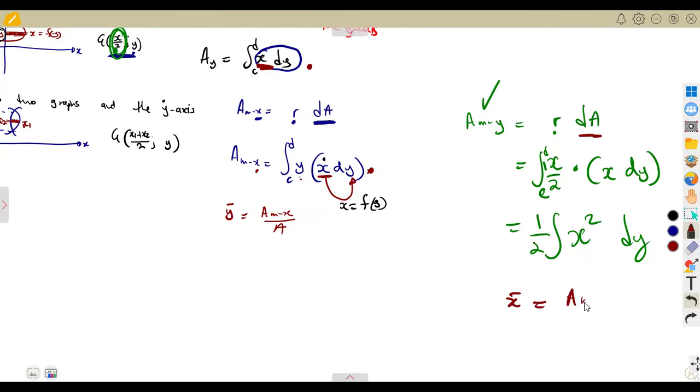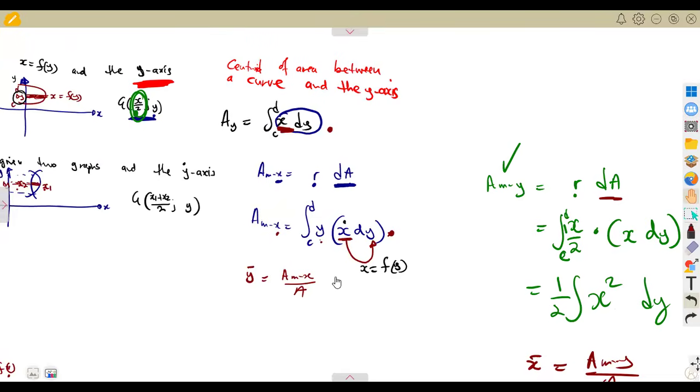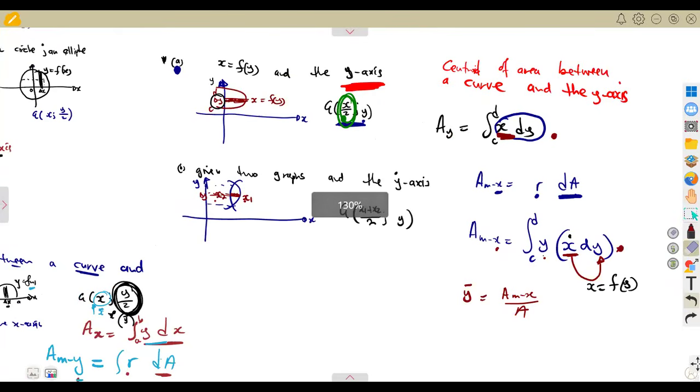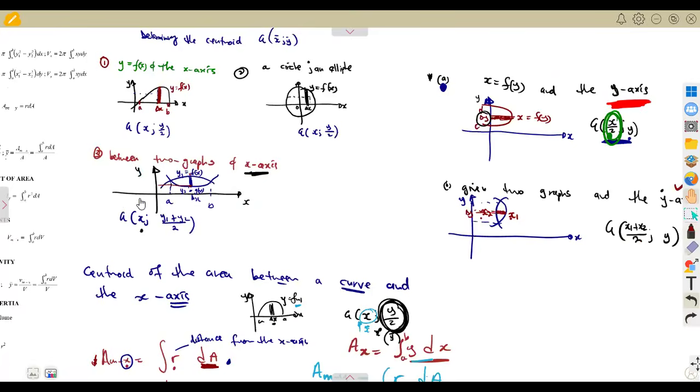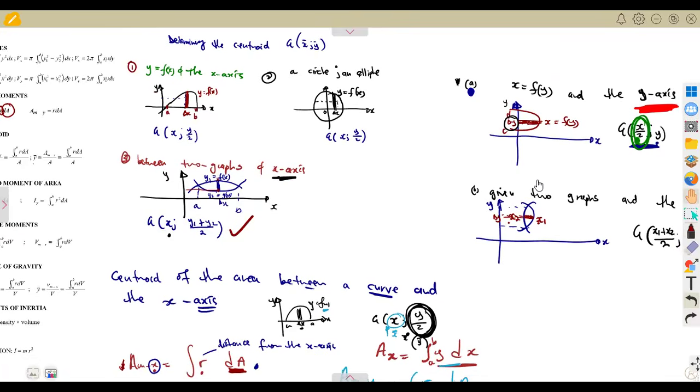So x bar is going to be the area moment for y over the area, which is the one that we calculated before here. So we already have our area. So as you can see, that's what you're going to have. And you're going to use this information also to calculate the area moments when it is now between two curves. So between two curves, I just mentioned the centroids. How do you take your centroids when it is between the two curves and the y-axis, or the two graphs and the x-axis? We're going to talk about this in our next class when we consider a question, where we're going to explain that part in more detail.